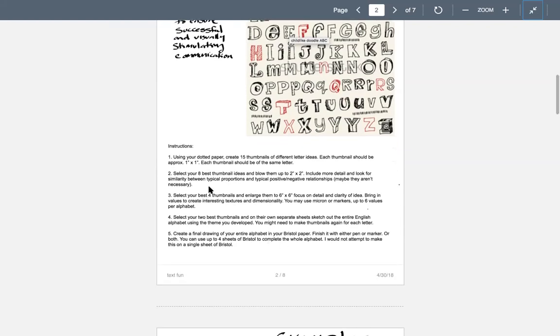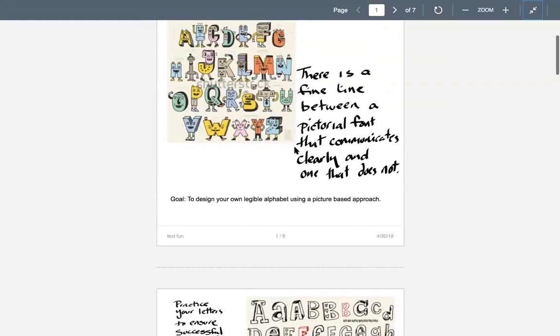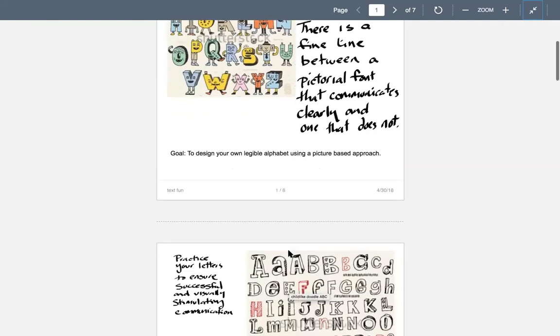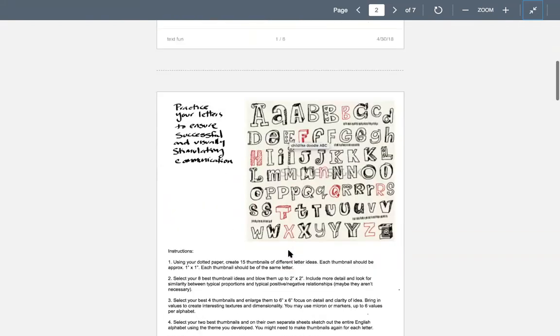Then you're going to select your 8 best thumbnail ideas and blow them up to 2 by 2, include more detail, and look for similarities between typical proportions and typical positive negative relationships. Perhaps those typical relationships that we see in text, maybe they're not necessary. So I'm thinking a little bit about, like, here the D is all filled in black, but if that black part of that negative space wasn't there, it would still read as a D. And so some letters you can get away with that, some letters you can't. So just some things to explore.